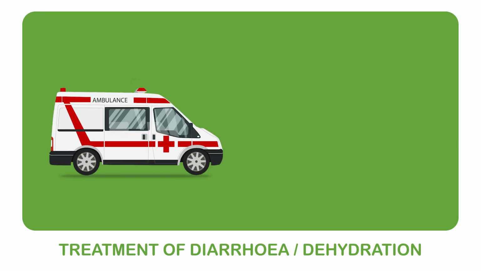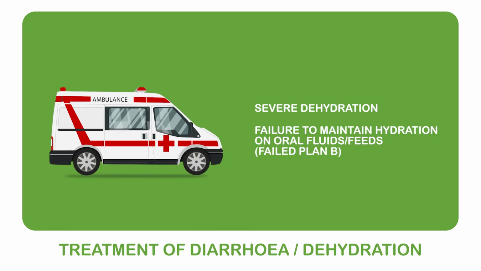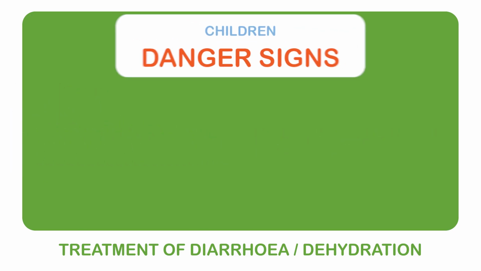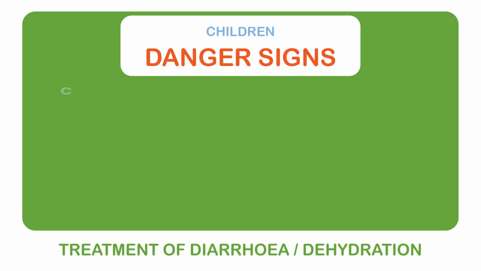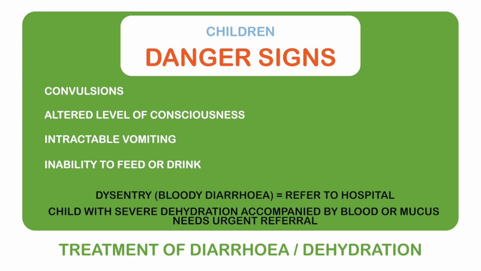Refer the child immediately if they have severe dehydration, or failure to maintain hydration on oral fluids or feeds, in other words, failed Plan B. Children with danger signs, for example, convulsions, altered level of consciousness, intractable vomiting, inability to feed or drink. Children with dysentery or bloody diarrhea should be referred to a hospital.